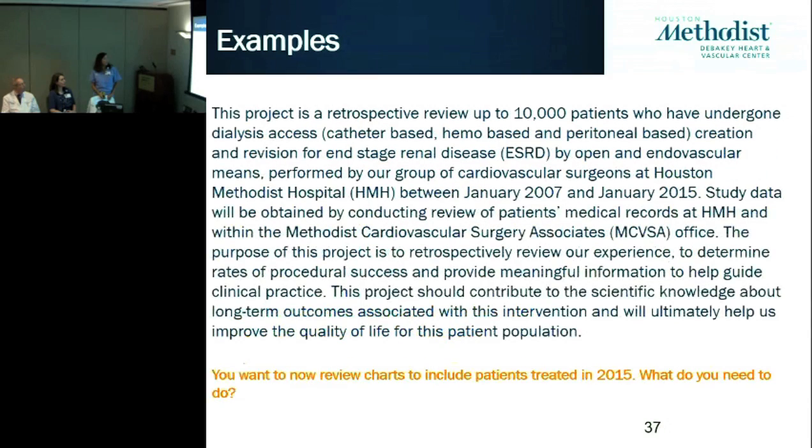Another one is a project that is a retrospective review for up to 10,000 patients who have undergone dialysis access. And we're studying data between January 2007 to January 2015. The data will be obtained by conducting a review of patients' medical records here at Methodist and in the CV surgery offices. The purpose of this project is to retrospectively review our experience and determine the rates of procedural success.